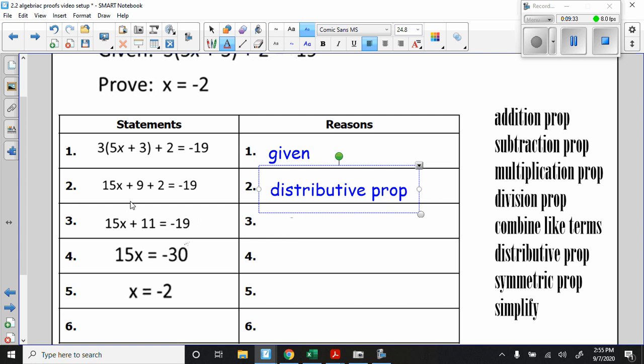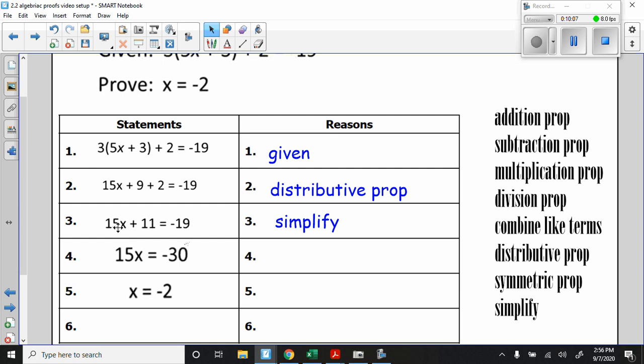What did they do to get from 2 to 3? It looks like we just combined like terms, or maybe simplified. Because there are no variables here, I'm going to go ahead and say simplify. And I only simplified on one side, so I'm not going to say of equality. Because it's only numbers, I'll simplify. When I combine like terms, I'll say combine like terms.